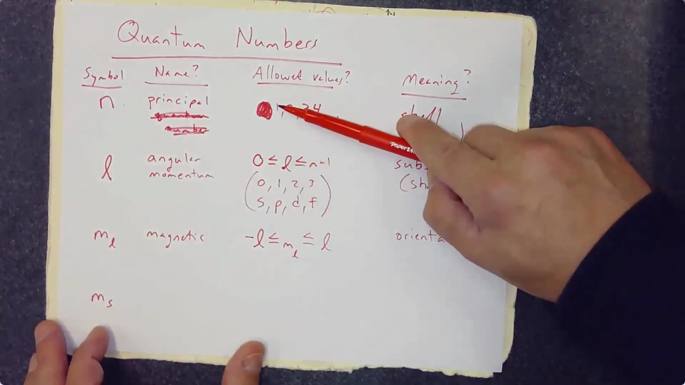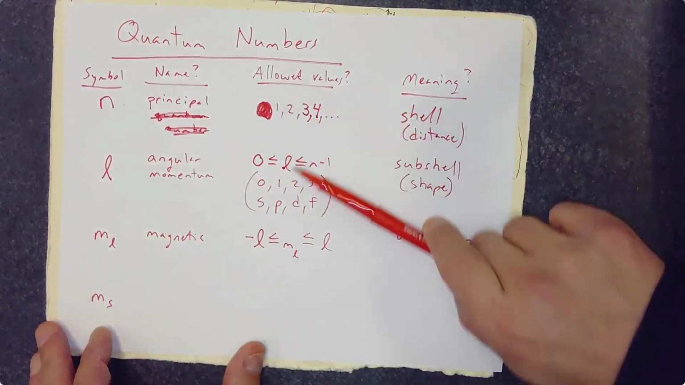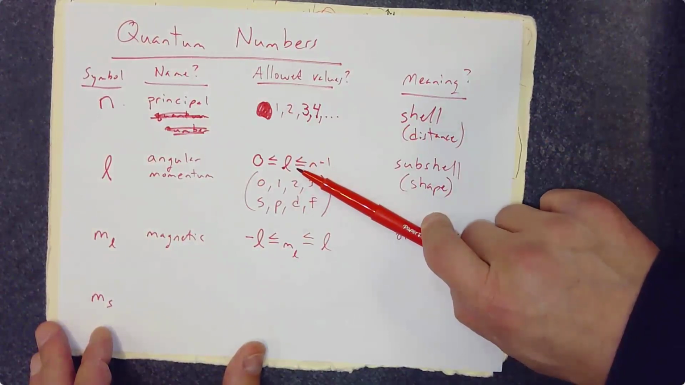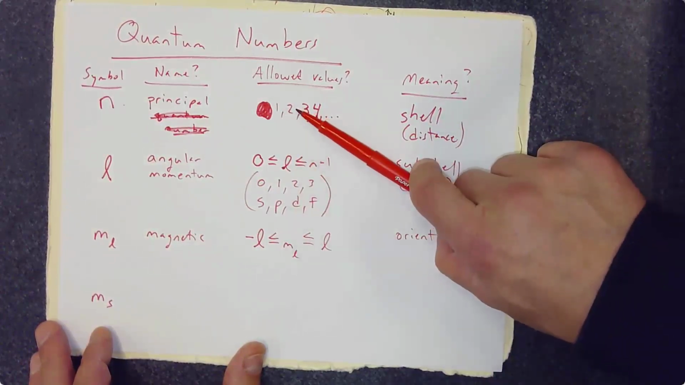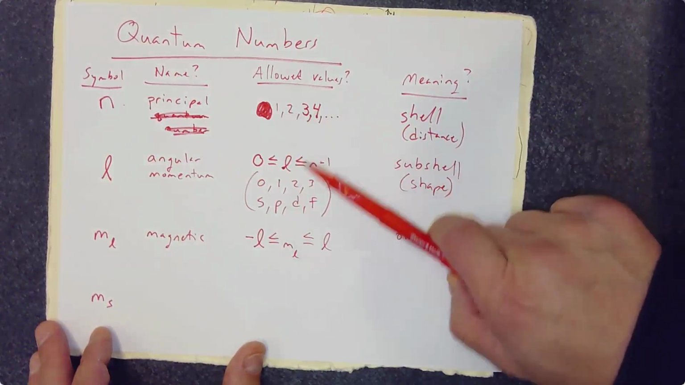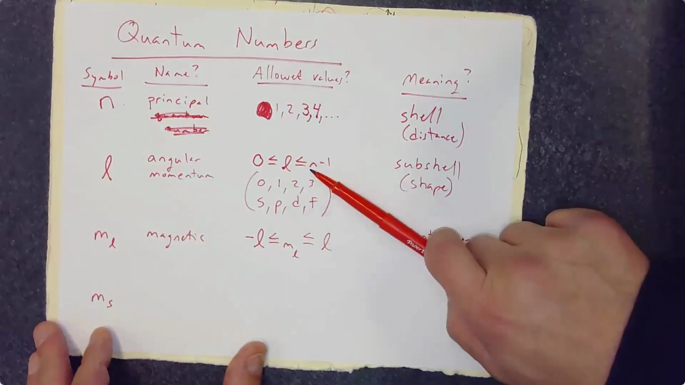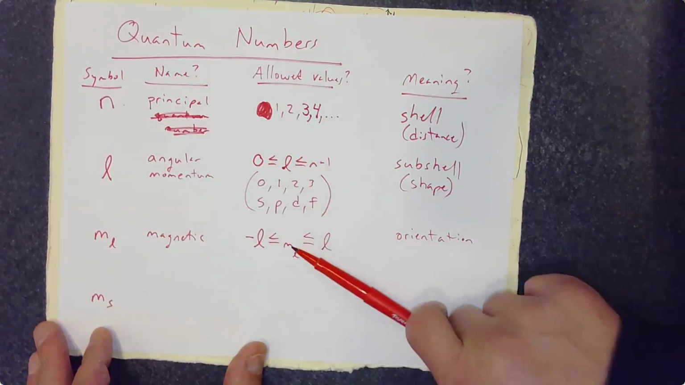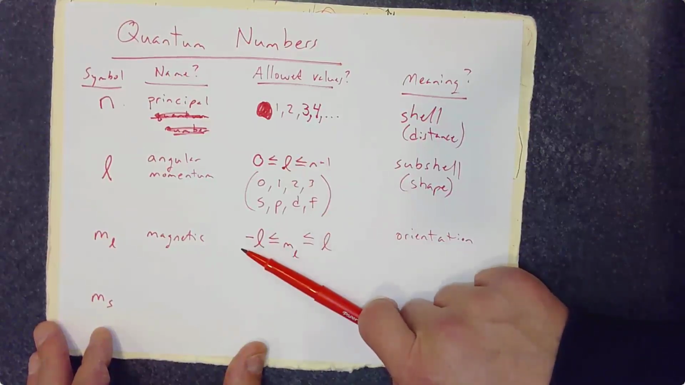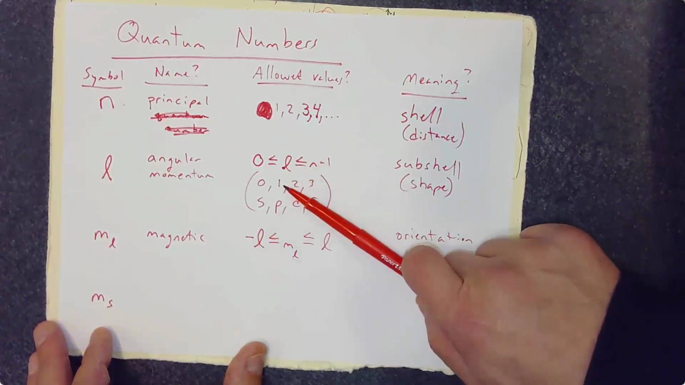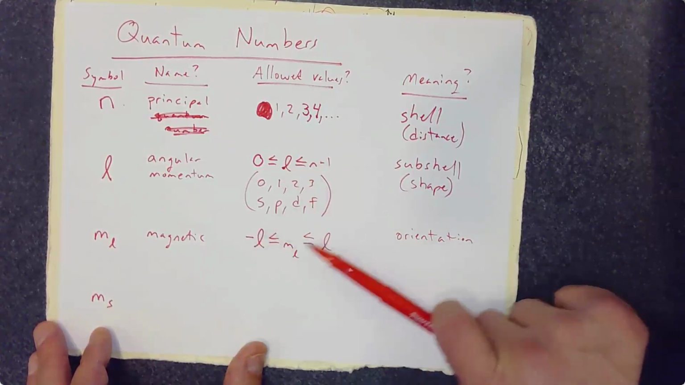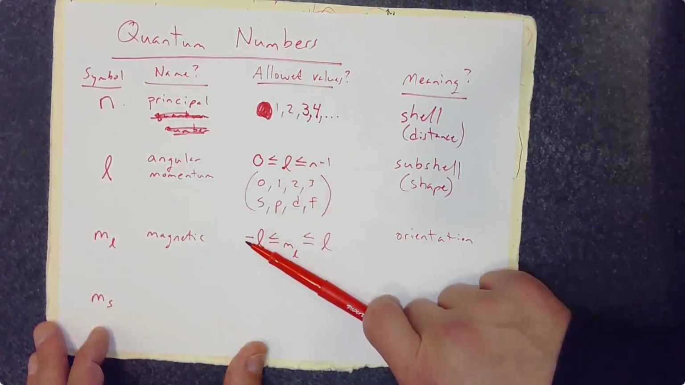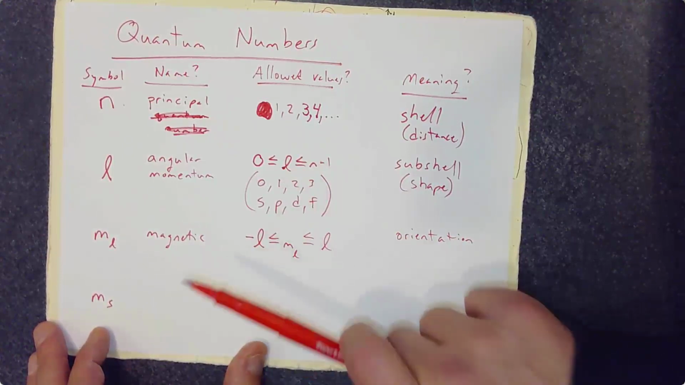So if n is equal to 1, L can only be equal to 0, and m sub L must be 0. If n is equal to 2, L can be 1 or 0. And if L is 1, then m sub L could be 1, 0, or minus 1. Meaning that if L is 1, if we're talking about p orbitals, we have 1, 0, minus 1, 3 different ways to have those oriented in space. That's your px, your py, and your pz.